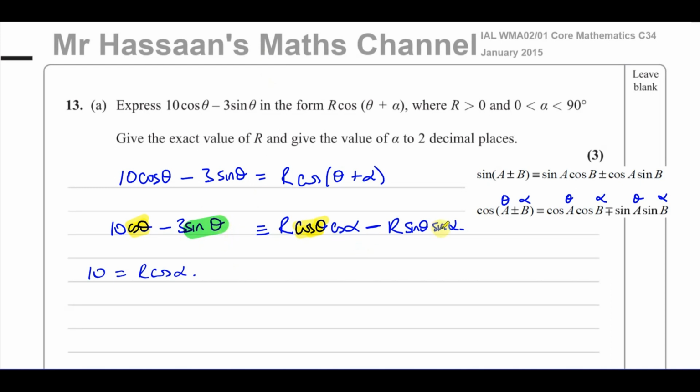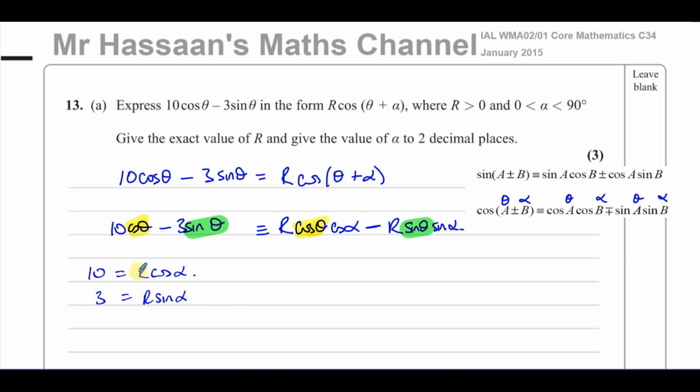You have sine theta here and you have sine theta there. On the left-hand side, the coefficient of sine theta is minus 3, but because there's a minus here and a minus here, I'll just put 3. And here, the sine theta has r sine alpha. You can say minus r sine alpha, but that cancels out because there's a minus on both of them. That's r sine alpha. So r times sine alpha.